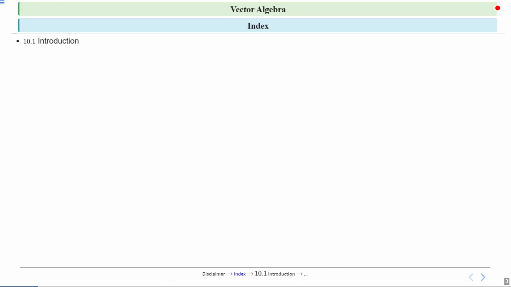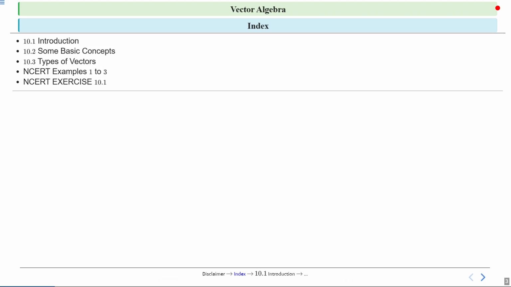So we will begin with NCERT section 10.1, an introduction to basic concepts of vectors, which will set the foundation for everything else we will learn in this chapter, right? After that we will see NCERT section 10.2, which discusses some basic concepts of vectors. After that we will see NCERT section 10.3, which discusses the types of vectors. Next, we will look at some examples from the NCERT textbook, specifically examples 1 to 3. Finally, we will tackle NCERT exercise 10.1.